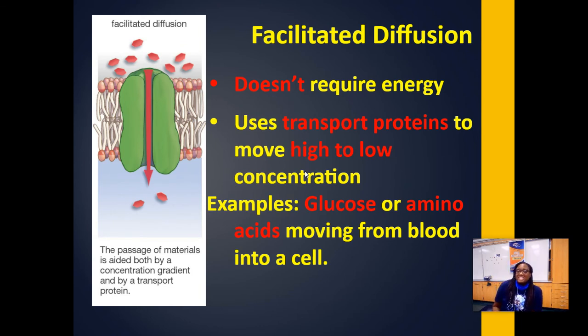So facilitated diffusion is for the molecules and compounds that are too large to easily move through that semi-permeable membrane, so they need a little bit of help. Facilitated diffusion still does not use any energy, so it is still an example of passive transport. It uses what is known as transport proteins, those purple structures that you saw on that diagram that I showed you earlier on.